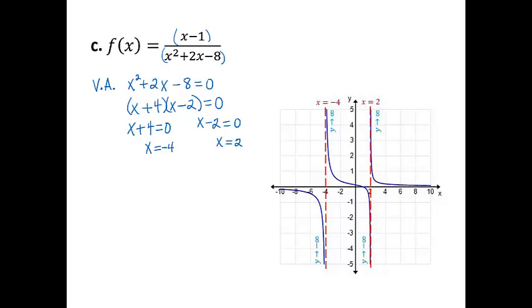Now, looking at the graph, I won't go through the process of plugging in the numbers, but we can confirm the behavior, right? As x approaches negative 4 from the right, and as x approaches negative 4 from the left. We also need to determine what happens as x approaches 2 from the right and as x approaches 2 from the left. What does y approach?